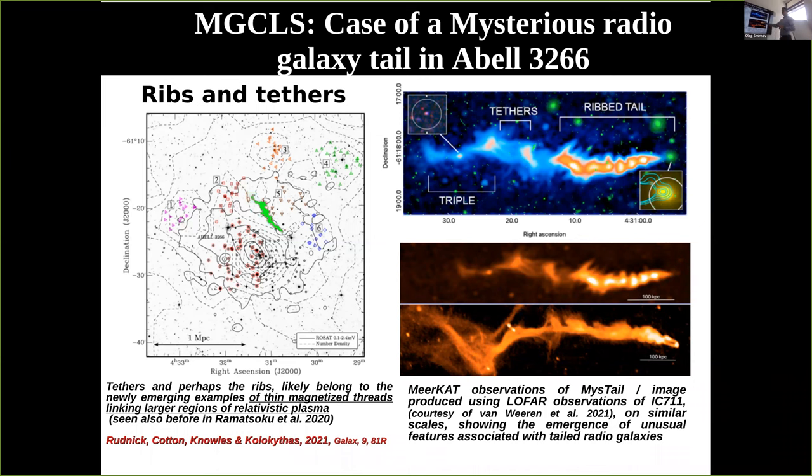This actually looks very closely like these MeerKAT observations of this mysterious tail source. You can check the bottom right screen, the image produced using LOFAR observations of IC711 from van Weeren et al. in 2021, on a similar scale. So we're seeing the emergence of unusual features associated with tailed radio galaxies. Perhaps we don't know exactly the origin of this radio source. To be honest, we see on the right an optical counterpart, but we still cannot be sure of its origin. But these tethers and perhaps the ribs that are being seen belong to newly emerging examples of thin magnetized threads linking larger regions of relativistic plasma, as also seen earlier in Ramatsoku et al. 2020.